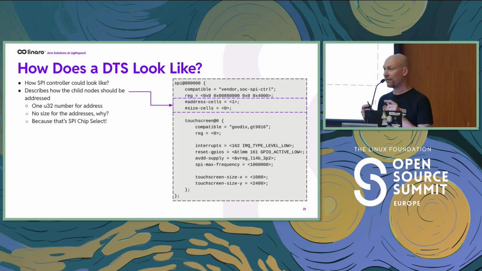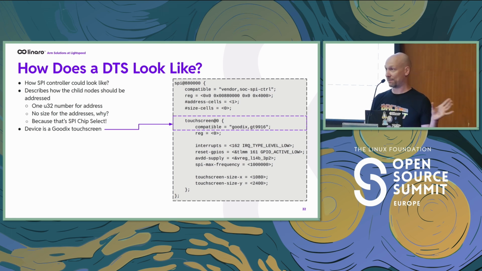And the address is the thing after the ampersand, so this is the unit address. In the case of the SPI bus, the address is the chip select, so actually it's one number, one integer. But you could have more complex cases. You could have some memory-based buses, and then these address cells and size cells would be different.